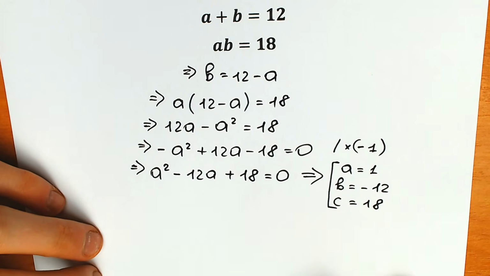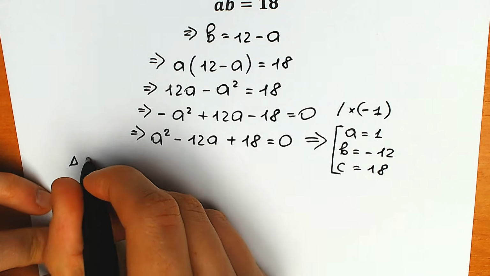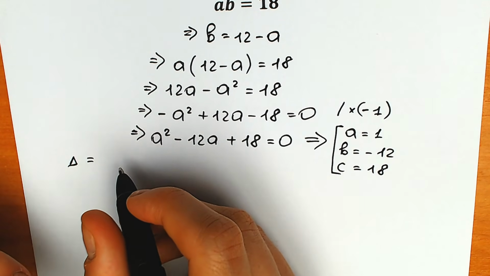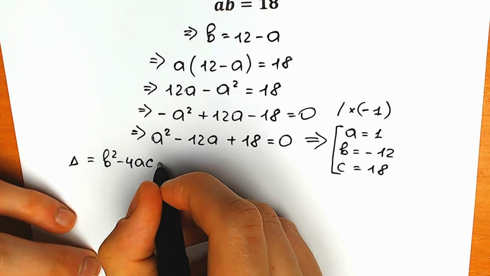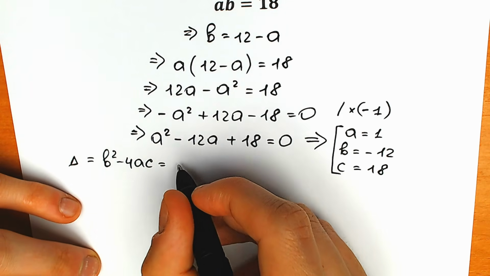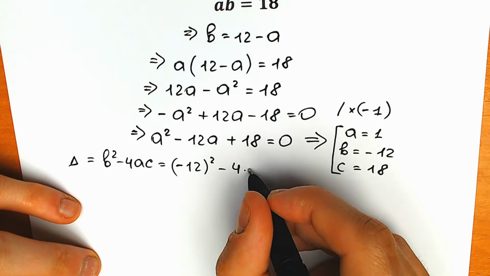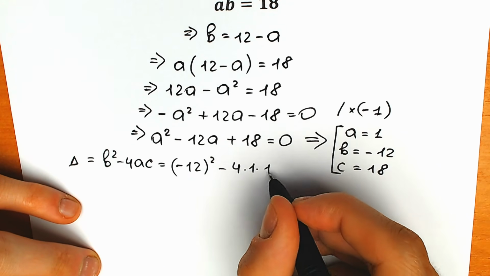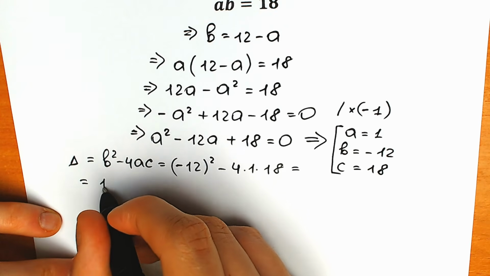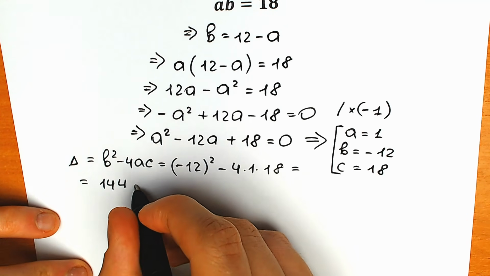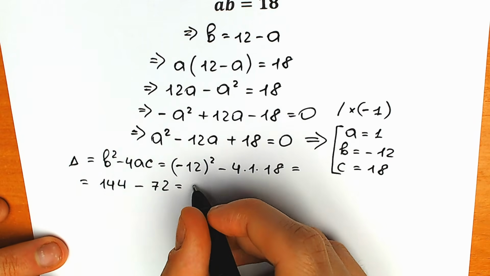Right now, let's plug these coefficients into the formula. But first of all, every time I have these quadratic equations, I prefer to find the discriminant real quick. So the discriminant equals b squared minus 4ac. As a result, b squared is minus 12 squared, minus 4 times a times 1 and times c times 18. Let's simplify: minus 12 squared equals 144, minus 4 times 18 equals 72. So our discriminant equals 72.